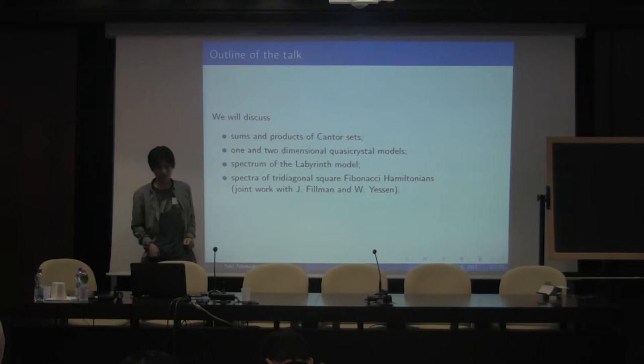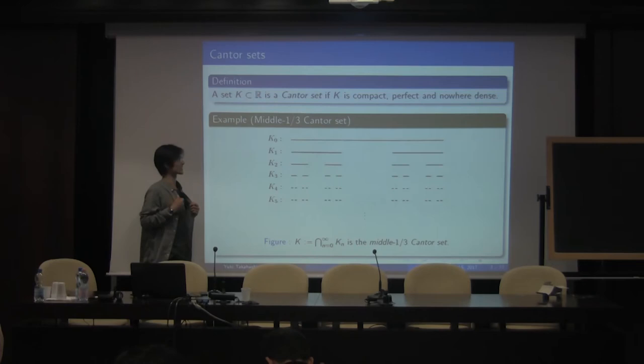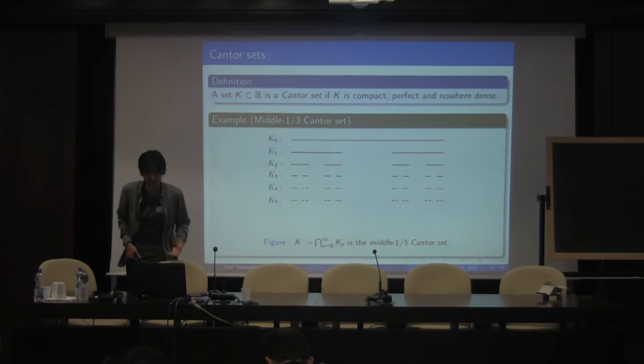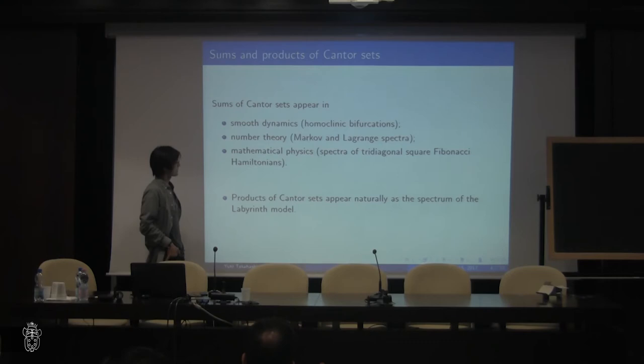Let me start with Cantor sets, with which I'm sure everybody is familiar. If I say Cantor set, it's always a one-dimensional Cantor set, and it's compact. And this is the most famous Cantor set in the world. More explanation is not necessary, I'm sure. And sums and products of Cantor sets. Let me talk about motivation. How do they show up?